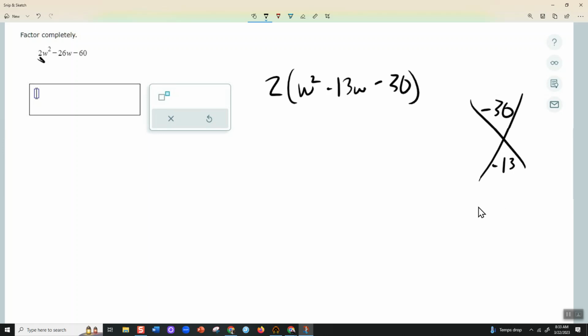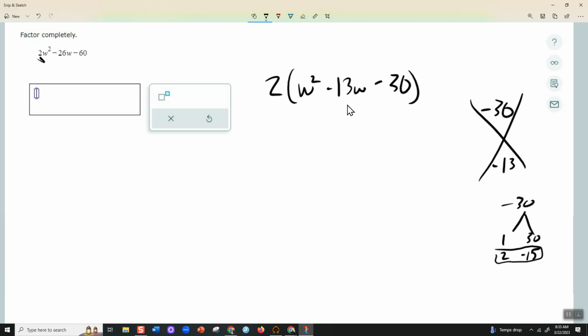Let's see here. We've got the 30, -30 that is: 1 and 30. One of them would have to be negative. 2 and 15. One of them would have to be negative. That is it right there. I don't even need to go farther because I know 2 minus 15 is -13.